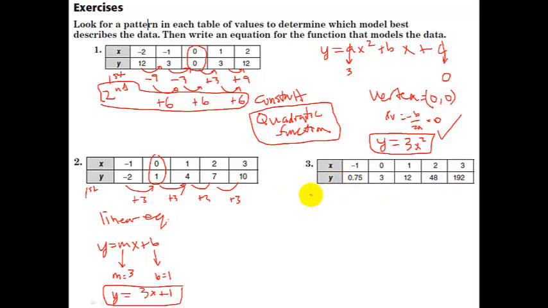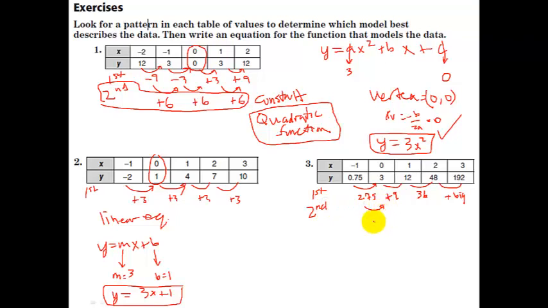Last one, let's find the first common difference. Oh, we got decimals here. From 0.75 up to 3 is plus 2.25. From 3 up to 12 is going to be plus 9. From 12 to 48 is plus 36, and that's plus a big number. Okay, let's go for the second difference.